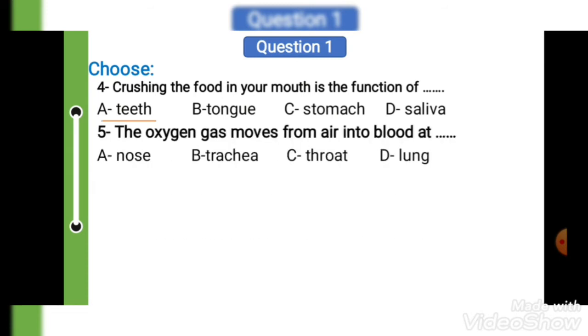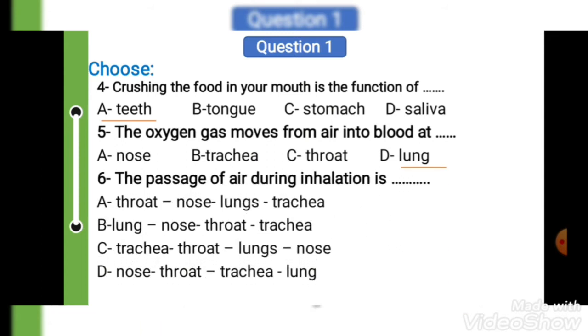The oxygen gas moves from air into blood at. Where is the part where the oxygen moves to the blood? It's at the lung. It's the lung.